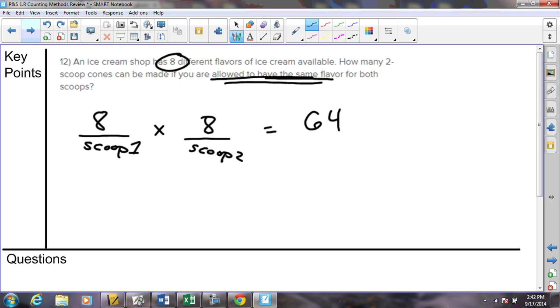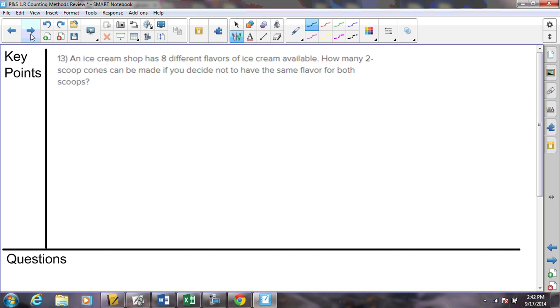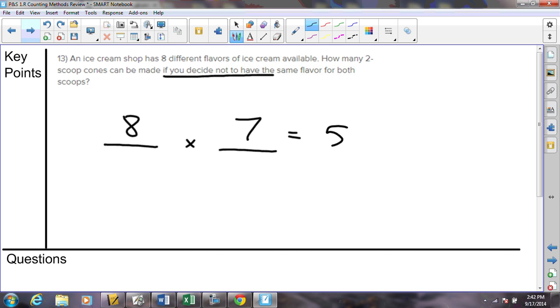Problem 13. An ice cream shop has 8 flavors, but now you have made the decision they won't be the same. Pretty similar to what we just did and what I was just talking about. Scoop 1, scoop 2, 8 available, but scoop 2 is different. So we wind up with 56. The important characteristic here is recognizing this as a fundamental counting principle problem.